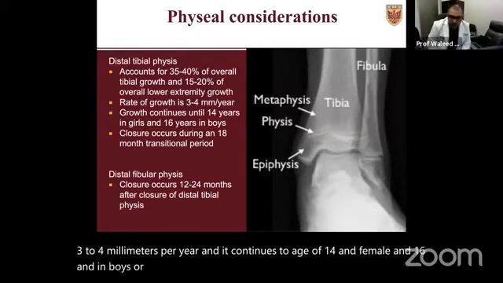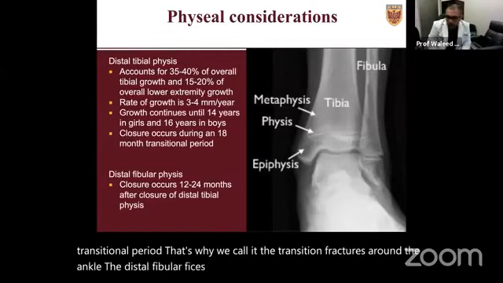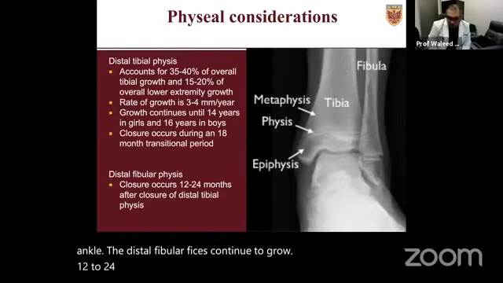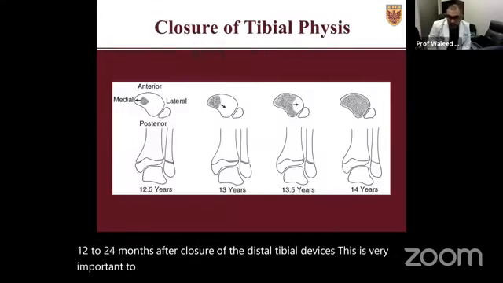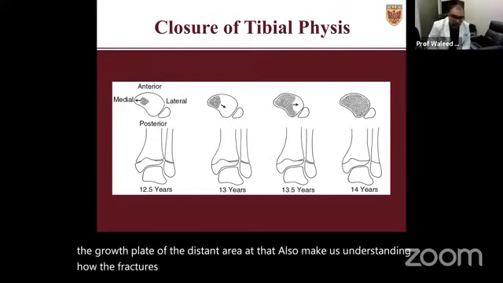Closure occurs over an 18-month transitional period. That's why we call them transitional fractures around the ankle. The distal fibular physis continues to grow 12 to 24 months after closure of the distal tibial physis. This is very important to understand the growth and also the direction of closure of the growth plate of the distal tibia. That also helps us understand how the fractures are specific to the distal tibia.